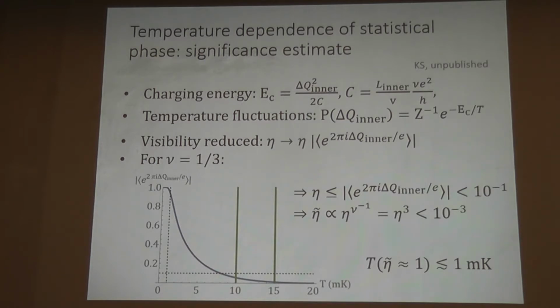And one can ask the question, what should be the temperature to observe nice visibility of order 1? And one can see that this is about 1 millikelvin. So just 9 millikelvin below the experiments. But 9 millikelvin is one order of magnitude, and that's going to be quite challenging, unfortunately.